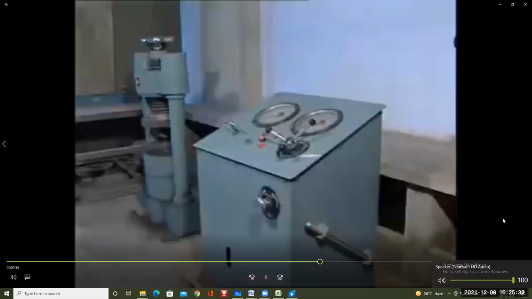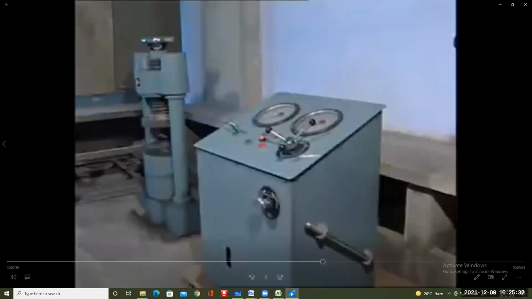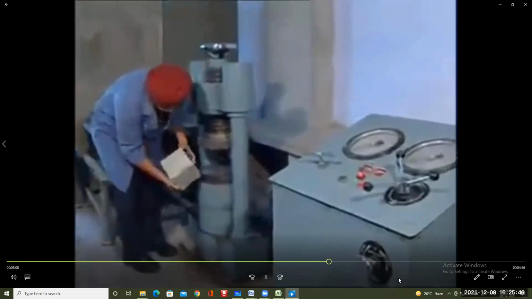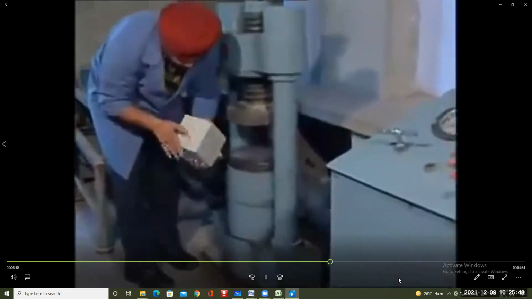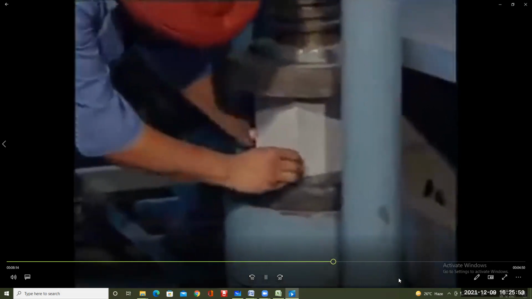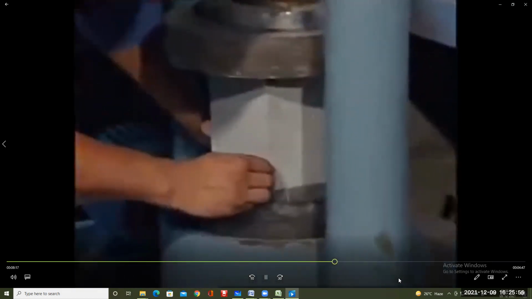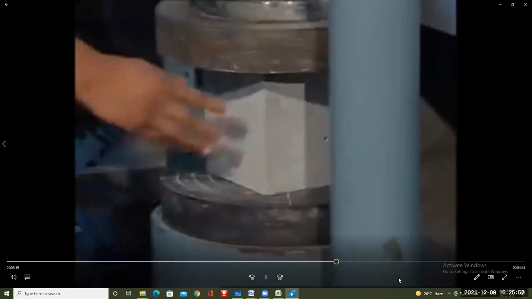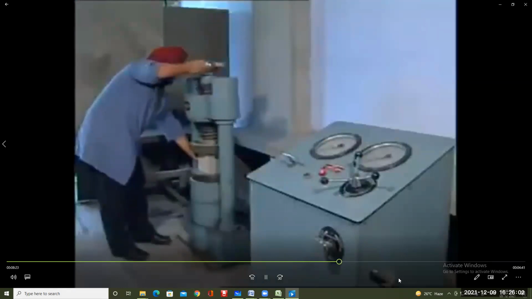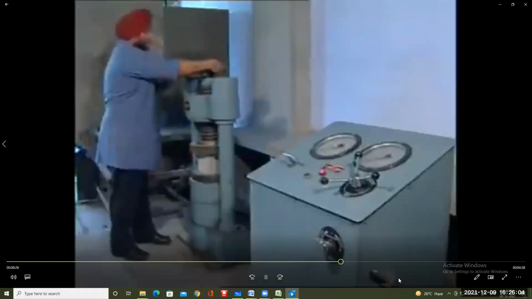This is the compression testing machine where the concrete cubes are tested. The capacity of this machine is 300 tons. For testing the compressive strength of cube, it is centrally placed in the loading unit. The load shall be applied to opposite sides of cubes as cast. The axis of the specimen shall be carefully aligned with the center of thrust of the spherically seated platen.